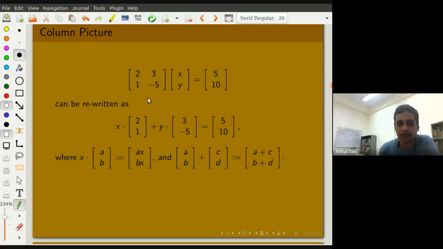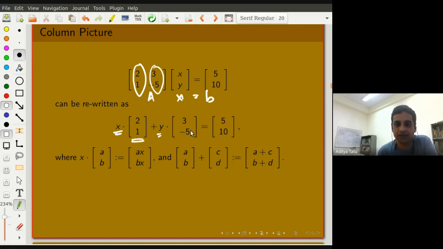Okay, so this is your Ax equals b. I can rewrite this in a slightly different way. x is some scalar or some number that I have to determine so that when x is multiplied to the first column, which is written here as a column matrix (2, 1), plus y, another variable which is going to be a real number to be determined, times the second column vector (3, -5), it should be equal to the right hand side column vector (5, 10).